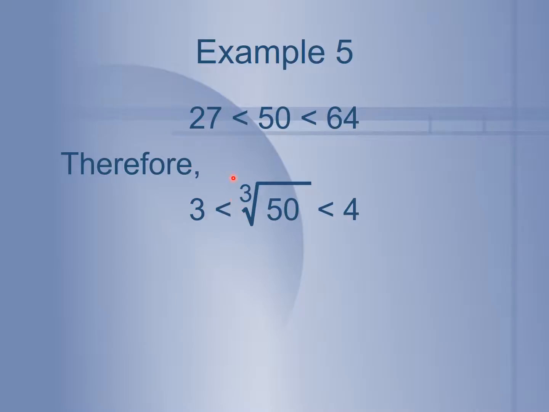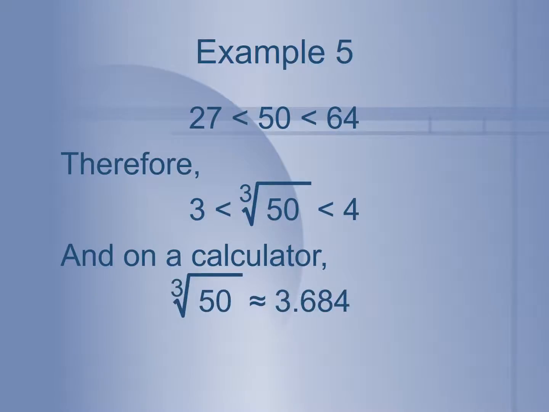Then we have the cube root of 50. And then the cube root of 64 is 4. Which means that the cube root of 50 has to be between 3 and 4. And if we were to evaluate that on a calculator, we would find that the cube root of 50, if we round to the hundredths place, would be approximately 3.684.